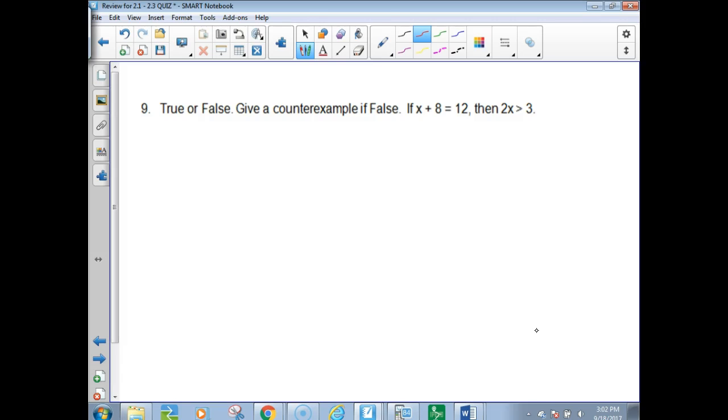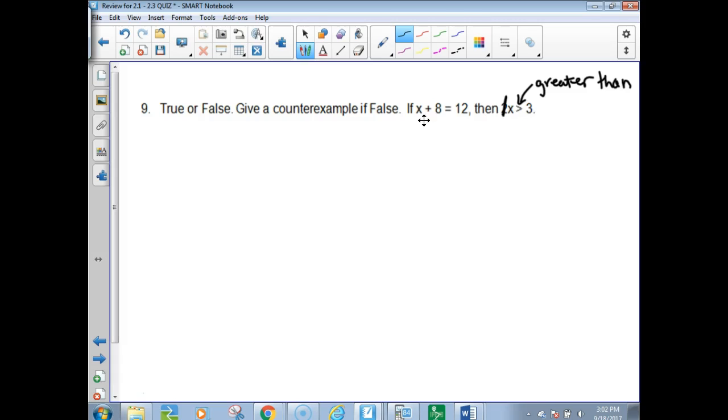True or false? If it's false, we're going to give a counterexample. This is a little bit odd, right? So one thing I forgot to do is remove the 2 on there. Please just chop off that 2 on the 2x part. It is greater than 3. Now, I need to remind you that that symbol right there means greater than, if you've forgotten. So there was a typo there. I'd rather just look at it as: if x plus 8 is 12, then x is greater than 3.